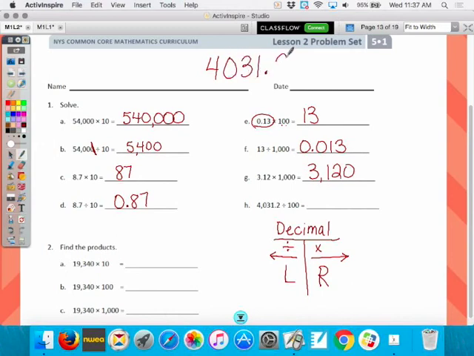4,031 and 2/10. Now we're dividing by what? 100. How many place values is that? 2. And the decimal trick says when I divide, move the decimal to the left. So 2 place values. Watch me. 1, 2. So the decimal ended up between what 2 numbers? 0 and 3. How do you say that answer? 40 and 312 thousandths. Very good.